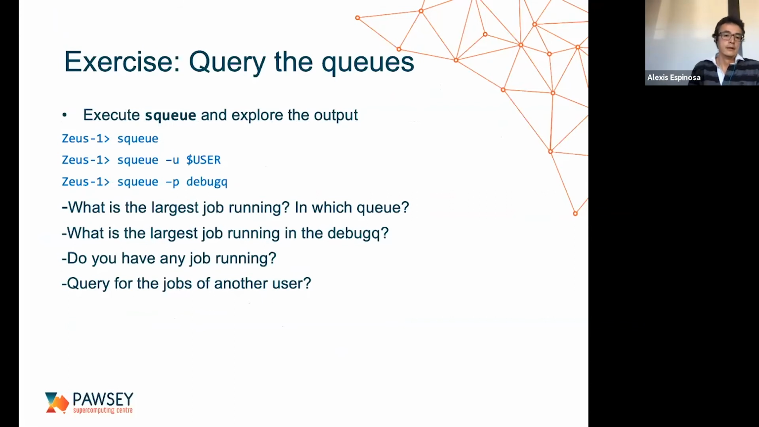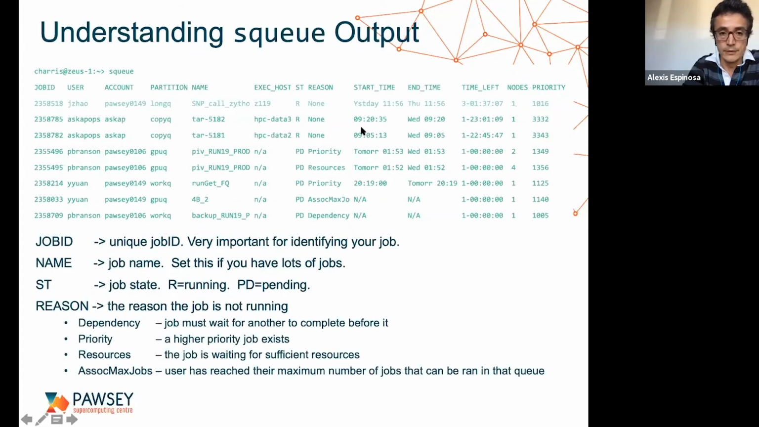Cool. So this is an exercise for you. Just execute the SQ command, check if you have any job. You can use the variable $user instead of your COU001. That variable has the user you are using. Check what is running in the debug queue. You can inspect the list scrolling your screen up and down to check what is the largest job running or what is the largest job in the debug queue. For that, we mean largest in terms of how many nodes are being utilized.